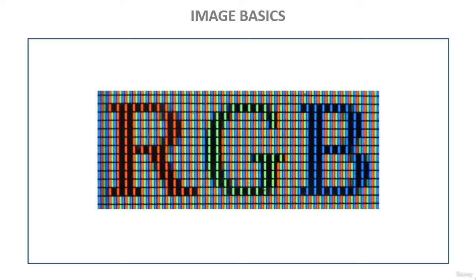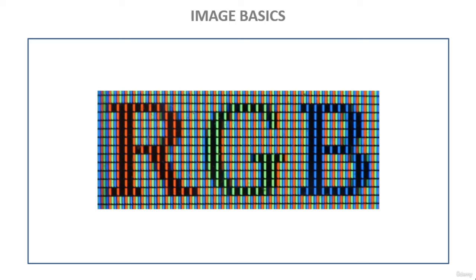So, if we have all 3 values at full intensity, that is red, green, and blue all at 255, then it shows up as white. And if all 3 have the value 0, then it shows up as black. So if we mix different intensities of each color, it gives us the full color spectrum. Let's now spend time to learn about color models.